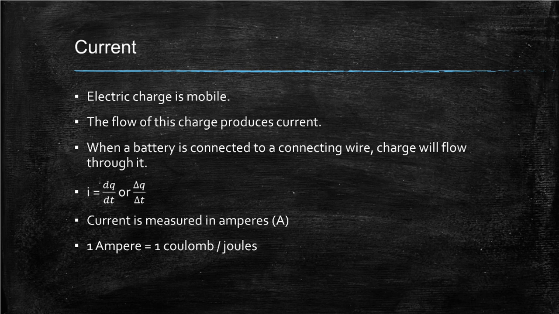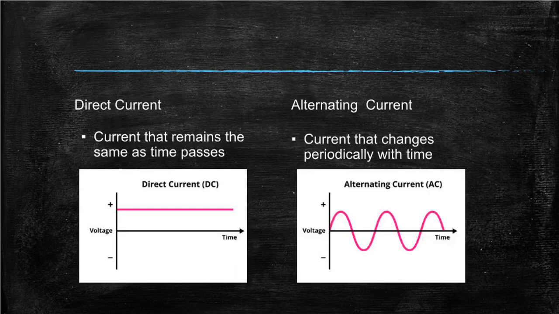Current is measured in amperes. 1 ampere is equal to 1 coulomb per second. Current comes in 2 forms: direct current DC and alternating current AC. Direct current is when current remains the same as time passes. 5 amperes after 10 minutes will still be 5 amperes.